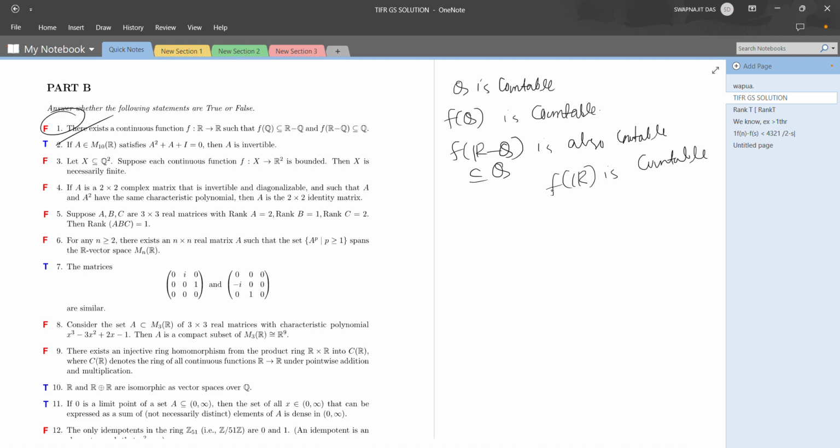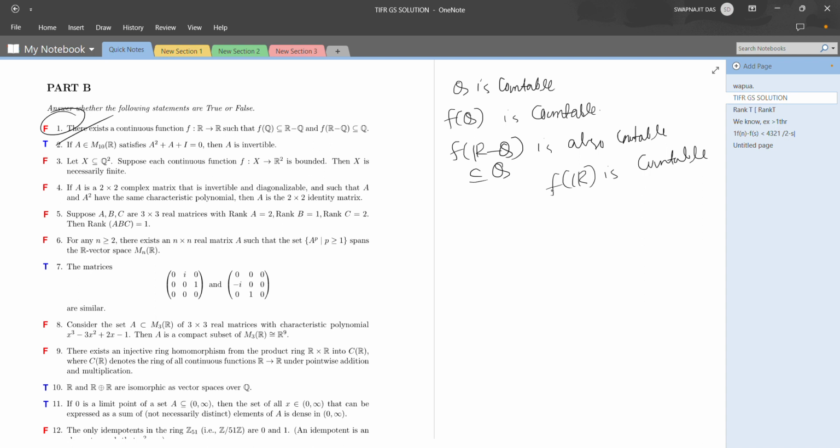Problem number 2, I can just easily explain. A belongs to M_n(R), A squared plus A plus I is 0. That means x squared plus x plus 1 is an annihilating polynomial for A. So the minimal polynomial must divide it, right? But since it is M_2(R), the minimal polynomial must be x squared plus x plus 1.